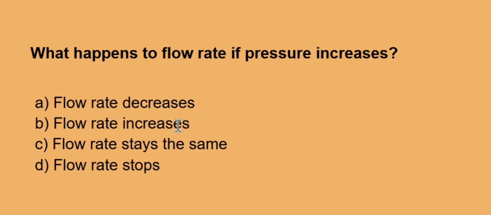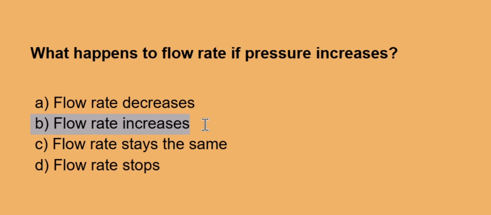Okay, question: what happens to flow rate if pressure increases? A, flow rate decreases. B, flow rate increases. C, stays the same. Or D, stops. Correct answer is B, flow rate increases. This is to be expected, it's quite normal, so it's intuitive. If you have high water pressure, you're going to have a high flow rate, right?